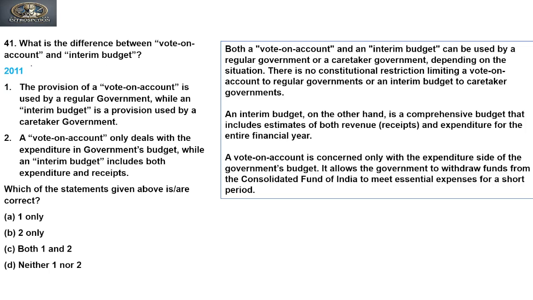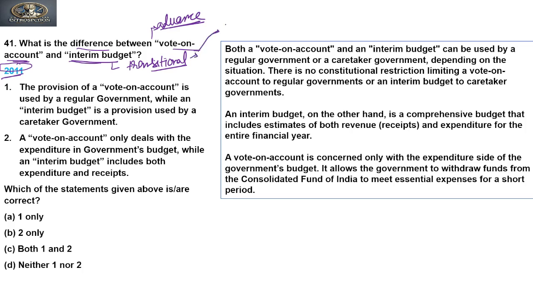Now let's see the next question, which was asked in 2011. The question talks about what is the difference between the vote on account and interim budget, right? So we know that vote on account is used as an advance, and interim budget is also known as a transitional budget. Transitional budget. Why transitional budget?